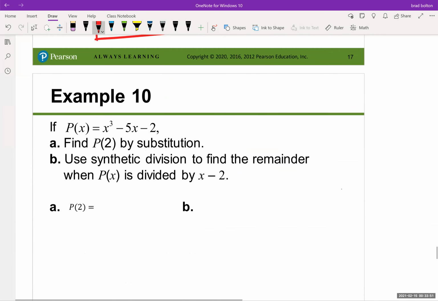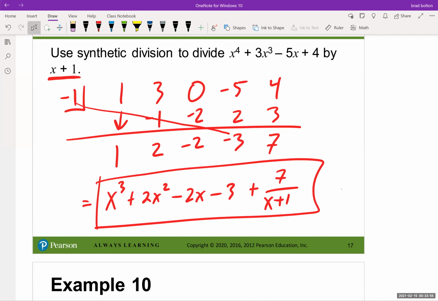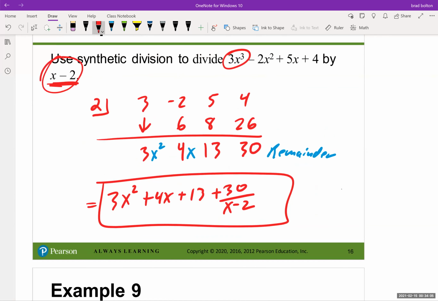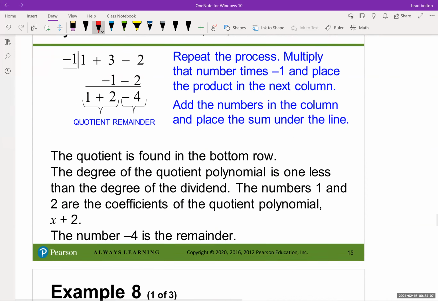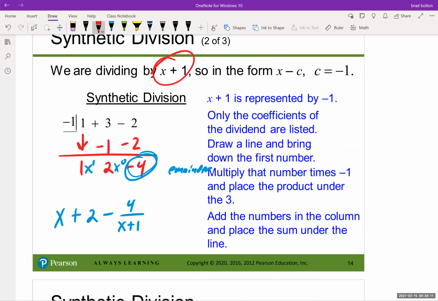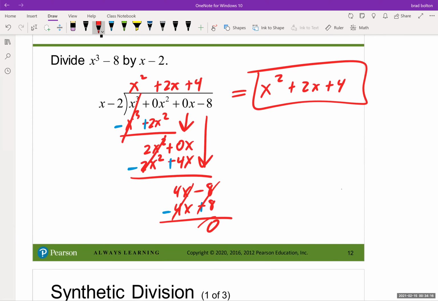Okay, so hopefully you guys see that. Something hopefully you noticed is whenever there's a remainder, that means that this divisor does not divide evenly. So that means it's not a factor. Here, once again, x minus 2 is not a factor. However, here, oh no, this one also, x plus 1 is not a factor. But in this problem, you see how we got 0 as our remainder?